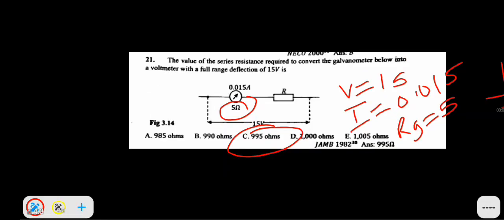So let's take one more question on galvanometer to voltmeter connection.